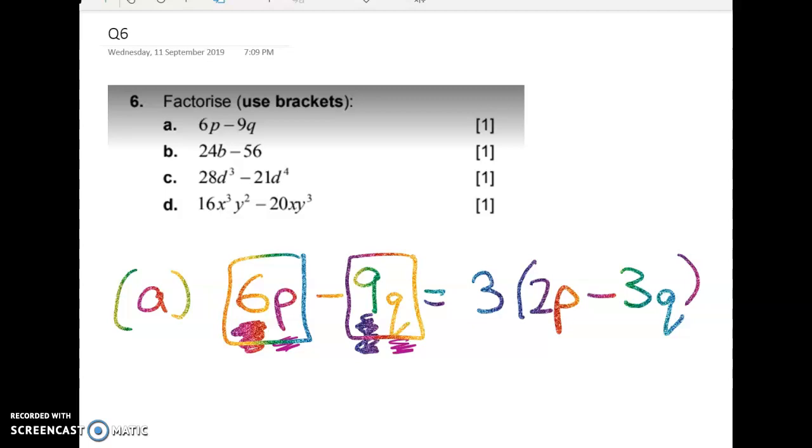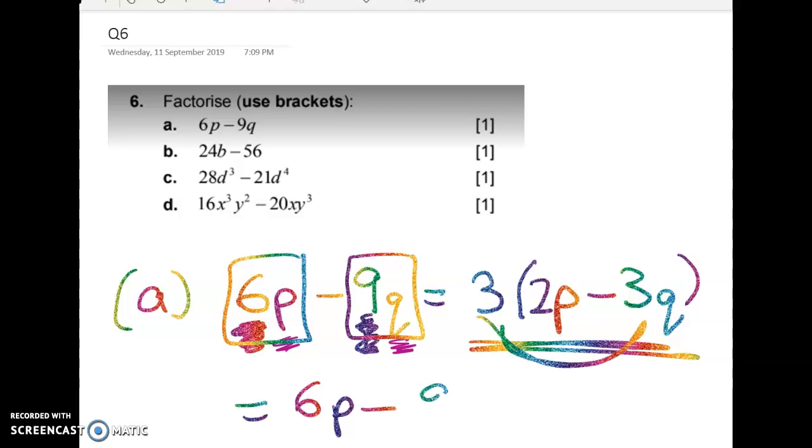Now, there's never any reason to get a factorizing problem wrong in algebra because we can check it. And the way that we check it gives us great practice at expanding the brackets. So if we start with this one here, let's expand that out and see what we get. Well, 3 2s are 6, so 6p minus 9q. So we're happy with that one.